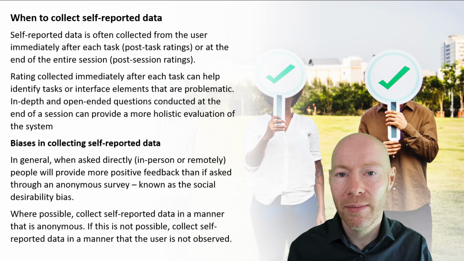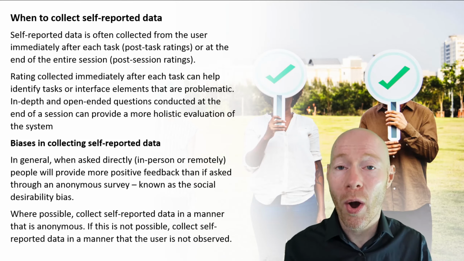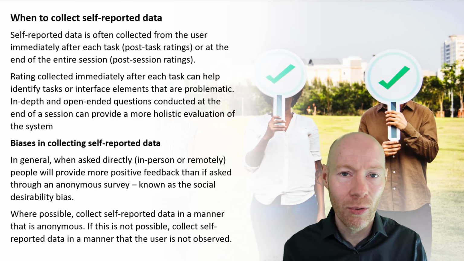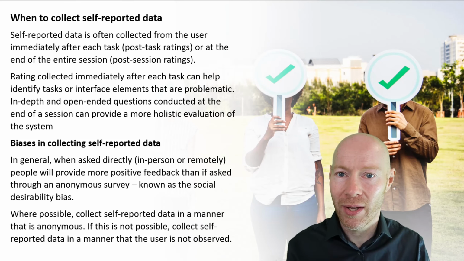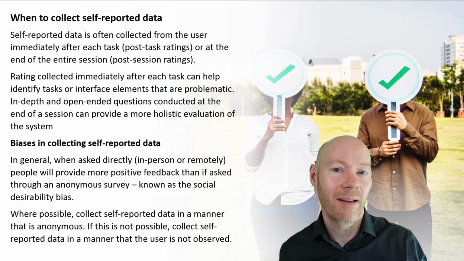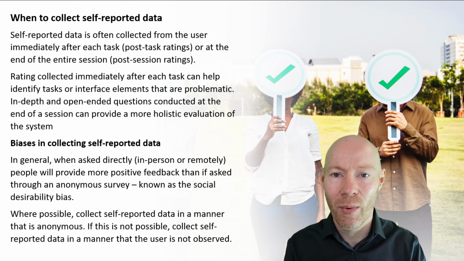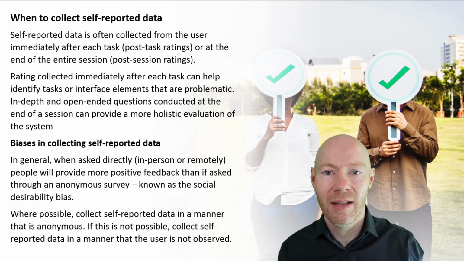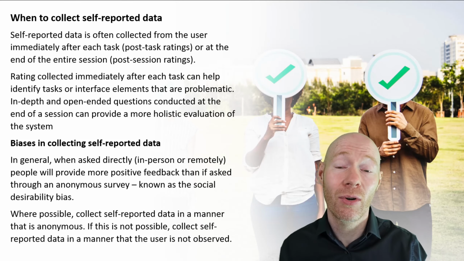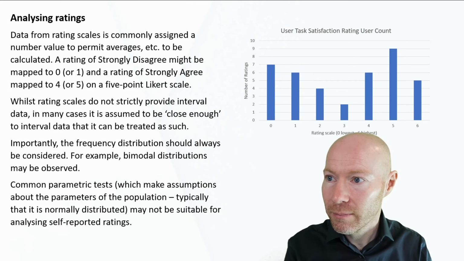So as a takeaway from this, because we don't want to bias our data in any way, when we're collecting our data, we should go out of our way to make sure that we do it in a way that is anonymous. And if we can't do that, we should make sure that we don't have any experimenters looking at the users. They can do it in a way where they're unobserved, in a way where they think that the feedback they are providing is not personally identifiable.